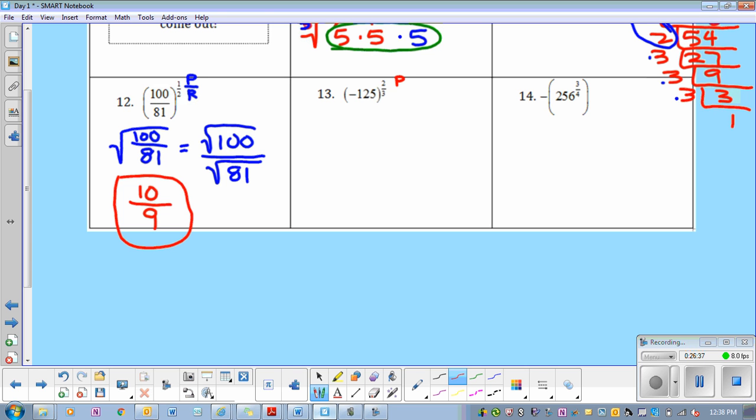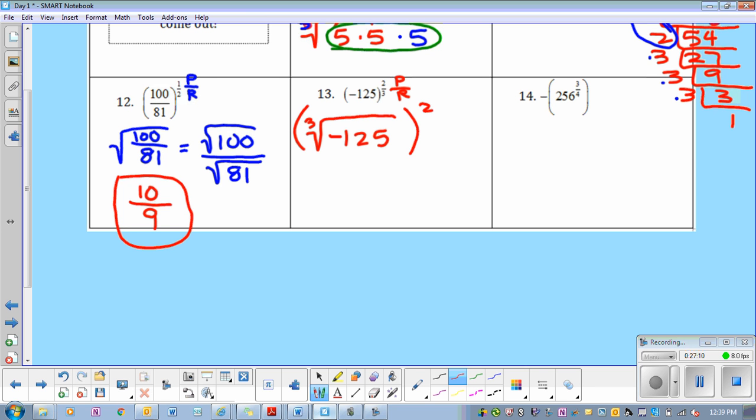So we have a power over root situation again. So let's rewrite this. Cube root of negative 125, and then square it. The bottom one goes on top of the root again. So that's the exponent because that's the power. And then the one on the bottom is your root.